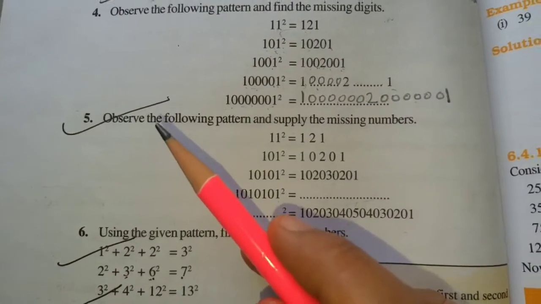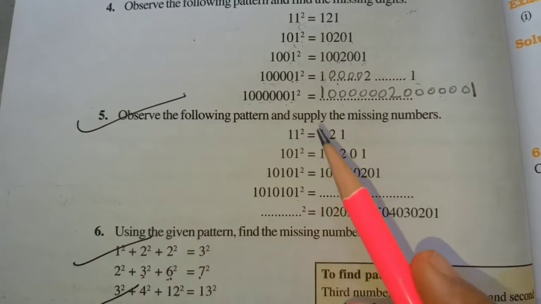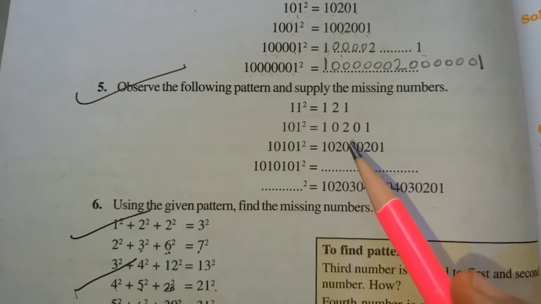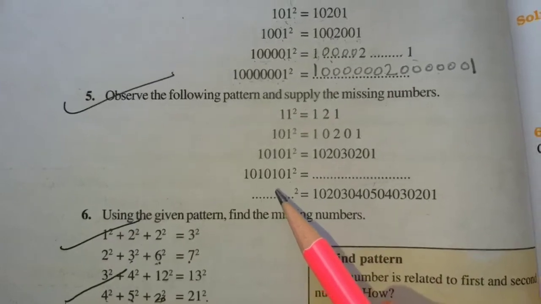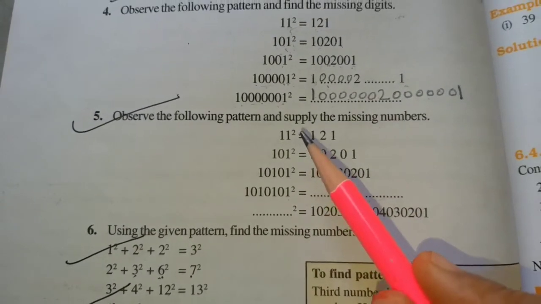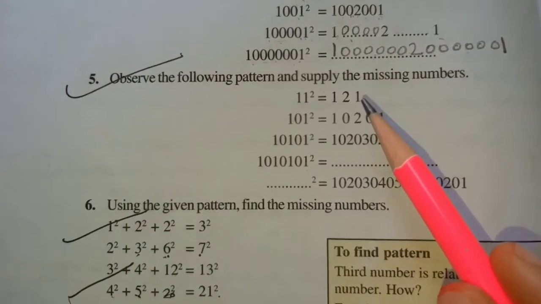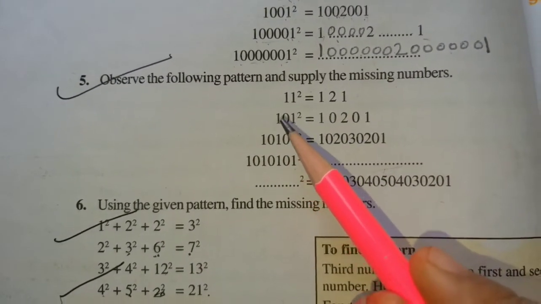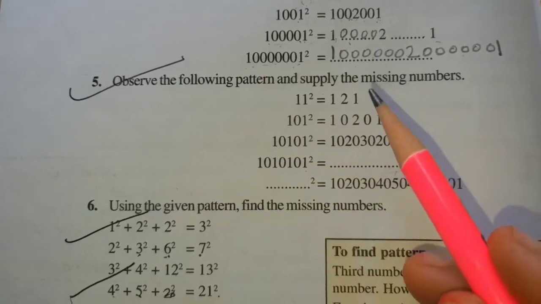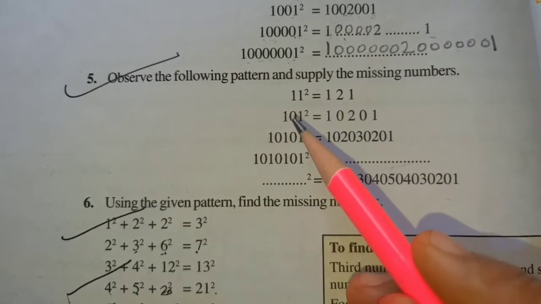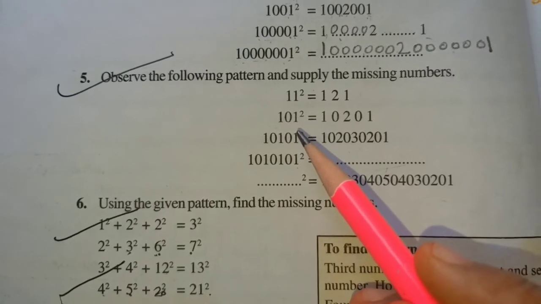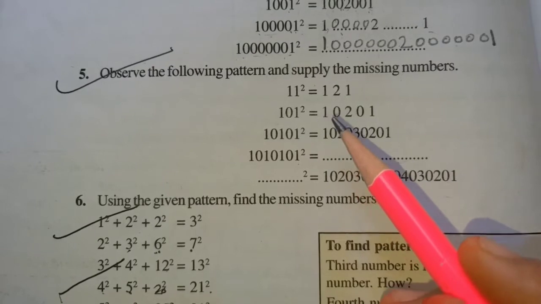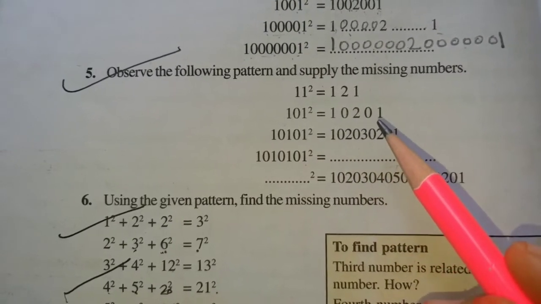In a similar way, fifth one. Observe the following pattern and supply the missing numbers. In a similar way, one more pattern is given. You have to fill in the blanks. 11 square, the same 11 square they have taken, it is 121. Here between the 11, what happened? A 0 is included. As earlier, we are following the same method. A 0 is included between 1 and 1. So here in the RHS also we include a 0 between the digits: 10201.